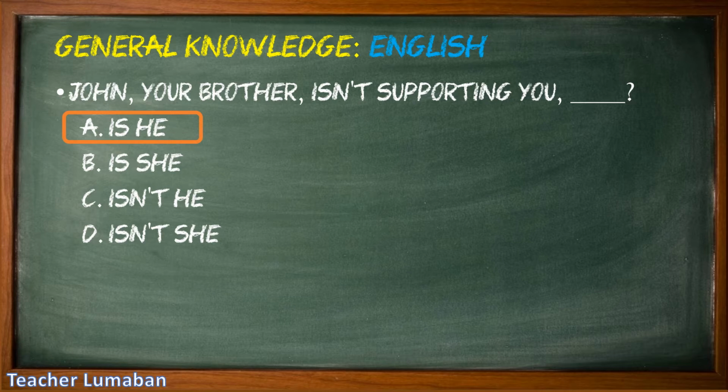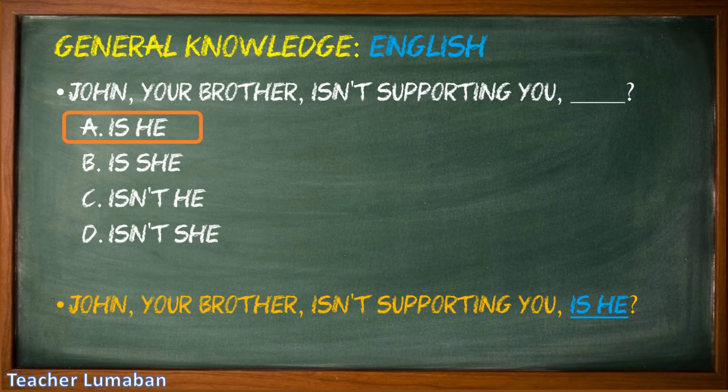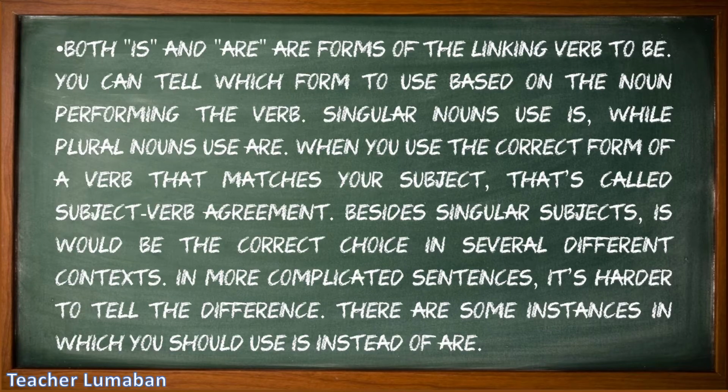Is he? John, your brother, isn't supporting you, is he? Both is and are forms of the linking verb to be. You can tell which form to use based on the noun performing the verb. Singular nouns use is, while plural nouns use are. When you use the correct form of a verb that matches your subject, that's called subject-verb agreement. Besides singular subjects, is would be the correct choice in several different contexts.